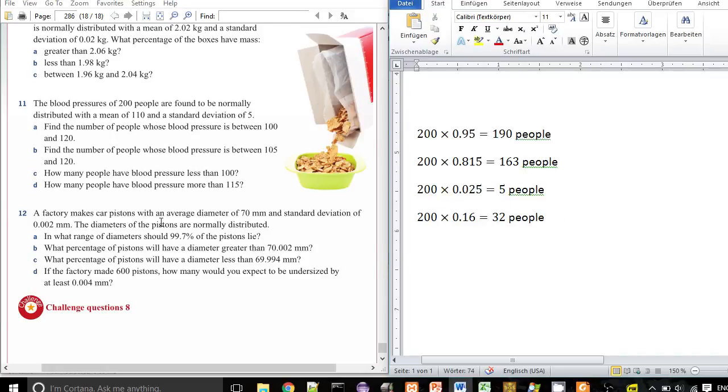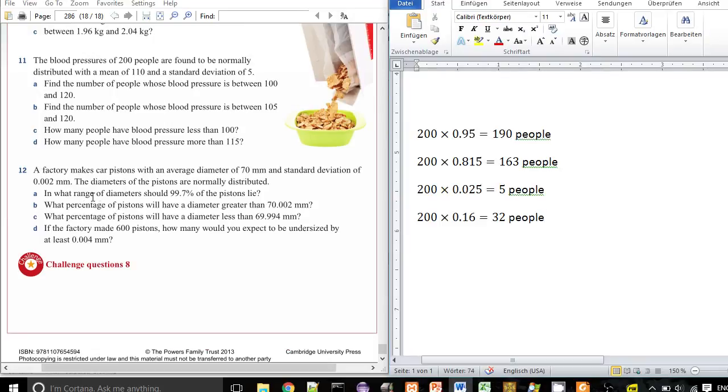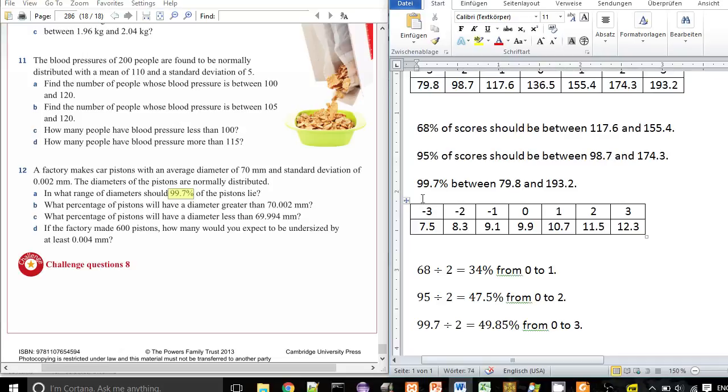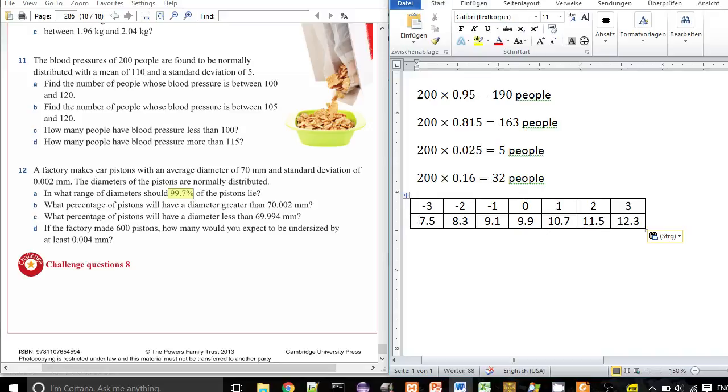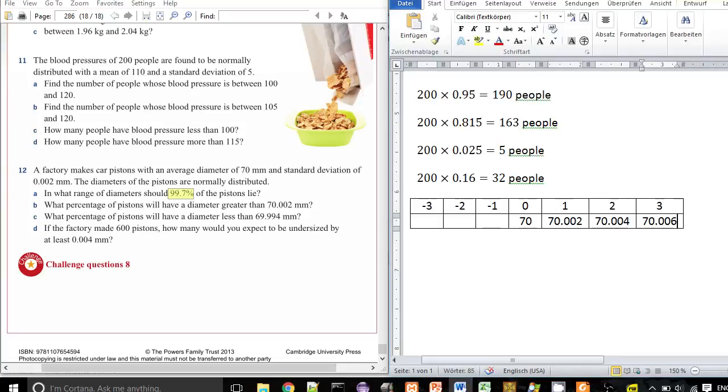Factory makes pistons. Okay, so 99.7, I recognize that. That should be between -3 and 3. So let's quickly do a table again. Copy, paste, alright. These numbers we get rid of. So in the middle, we've got 70 millimeters. And then, gee, this is tiny, 70.002, 70.004, 70.006. Okay, I'm pretty sure that's right.